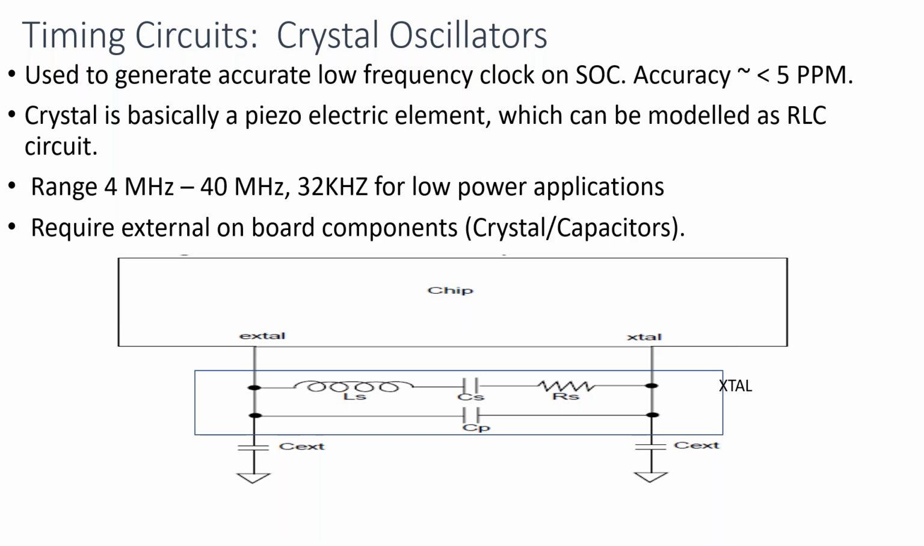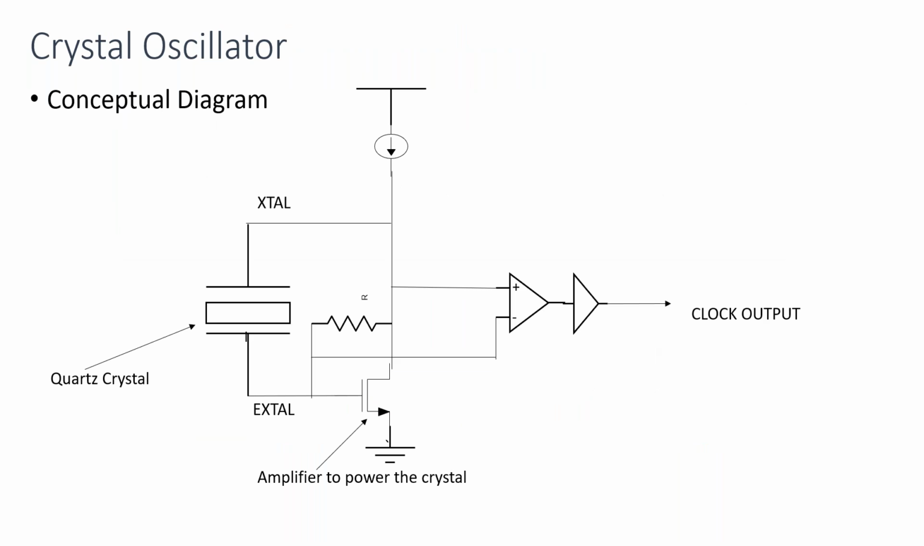They can be modeled as an RLC circuit, and one thing is that they are very accurate. For their frequency range, they are accurate to less than 10 parts per million. And this is typically what goes inside the chip: you have an amplifier which powers the crystal and generates a sine wave, and then a comparator and buffer which drives the square wave output.